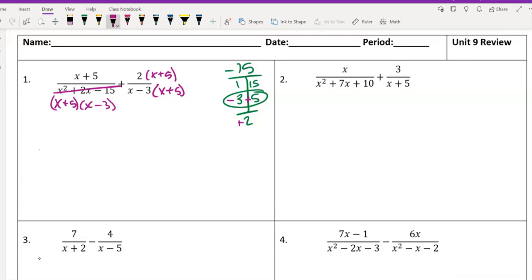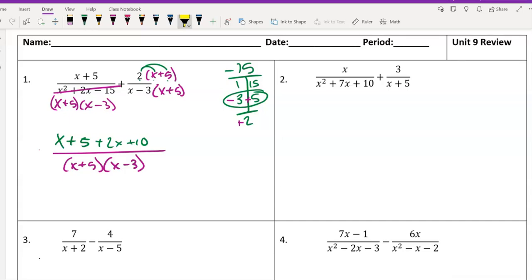All right, now let's go ahead and distribute this too. And we're going to make a big fraction all over our common denominator of x plus 5, x minus 3. All right, so in this first fraction, we have x plus 5, nothing to change there. And we have a plus sign. 2 times x is 2x, and 2 times 5 is 10.